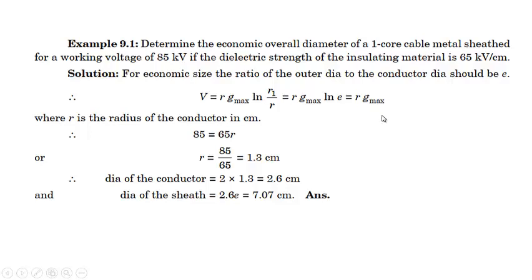So r is equal to V by G max. V is equal to 85 kilovolt, G max is 65, which comes out to be 1.3 centimeters. So the diameter of the conductor will be 2.6, and the diameter of the sheath will be equal to e multiplied by this 2.6, that is 7.07 centimeters. This is how we can actually design this on the basis of these parameters.